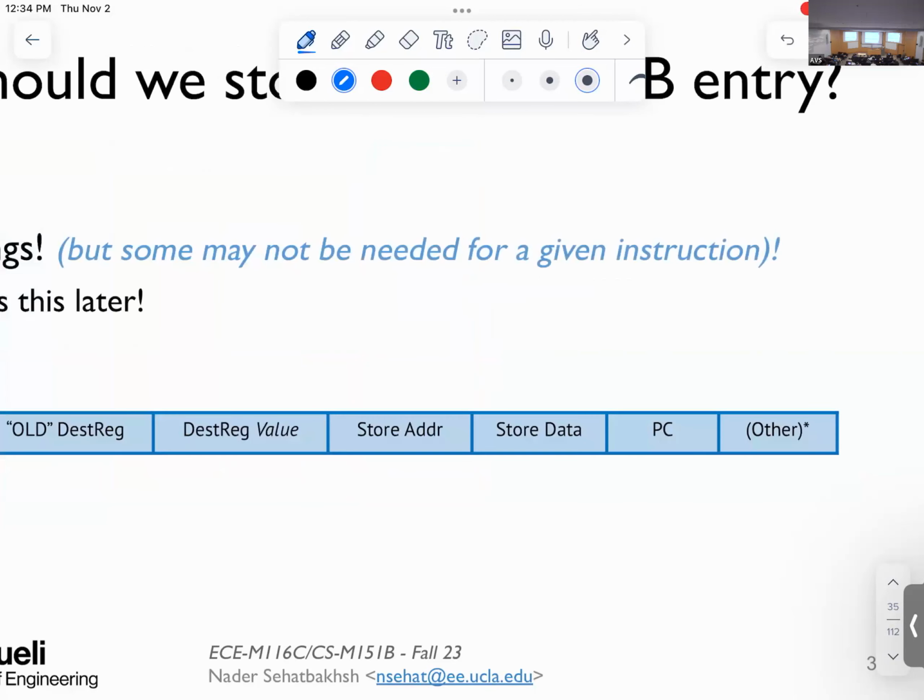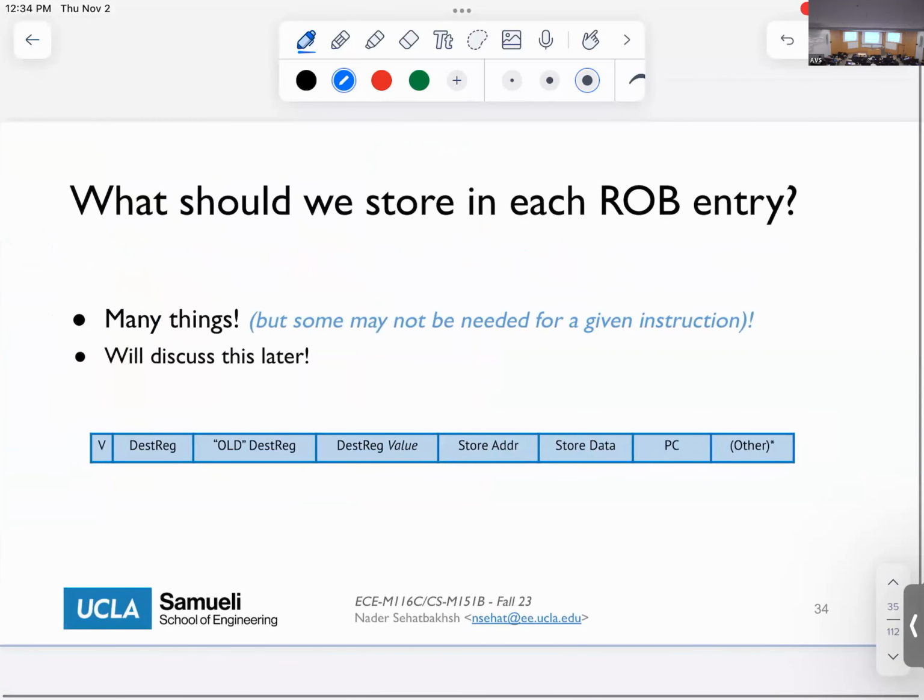Okay. So what do we store in the ROB? I'm going to actually come back to this when I give you an example. There are basically many things that need to be stored in the ROB, including the values, the register names, store data, PC, etc., etc. I'll discuss this later when I'm actually talking about the actual implementation.